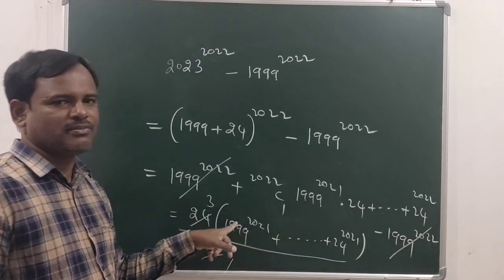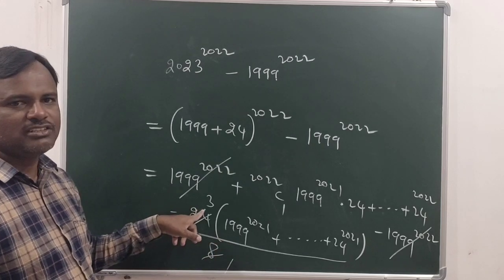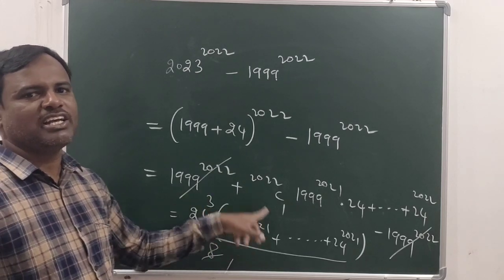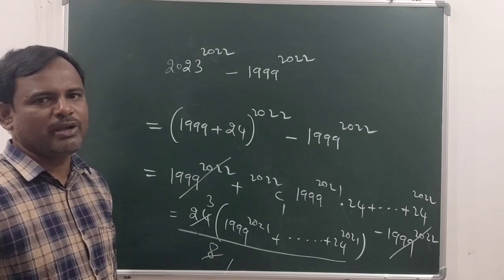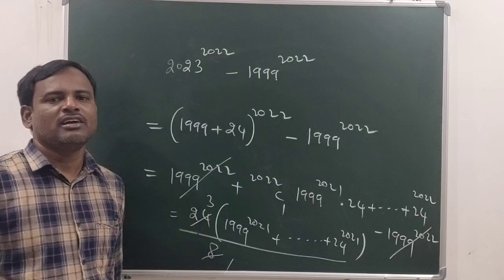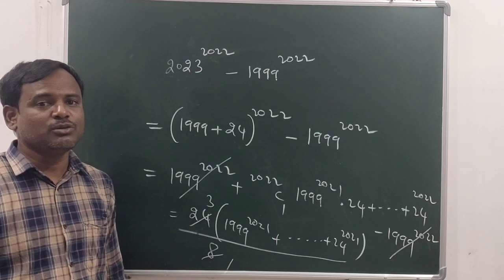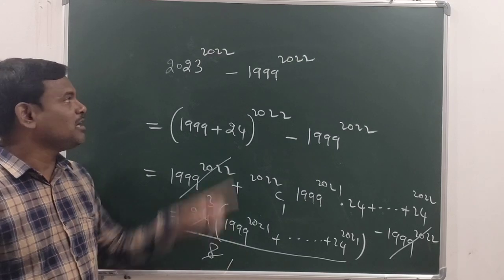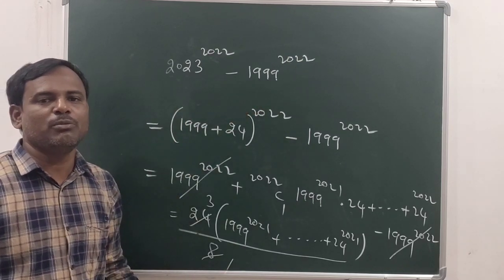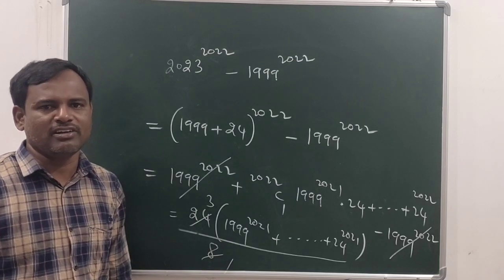This is an integer. So divided by 8, 8 ones are 8, 8 threes are 24, 3 into something. You got the quotient as an integer. The remainder would be 0. So what is the required remainder for this division? 0 is the remainder. What is the question? What is the remainder when this difference is divided by 8? So what is the required answer? 0 is the required answer. Thank you.